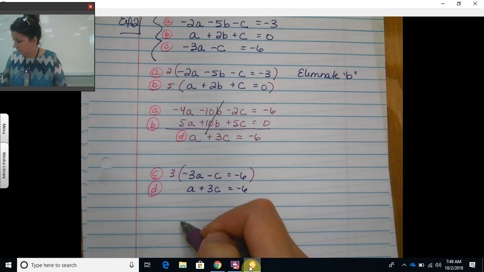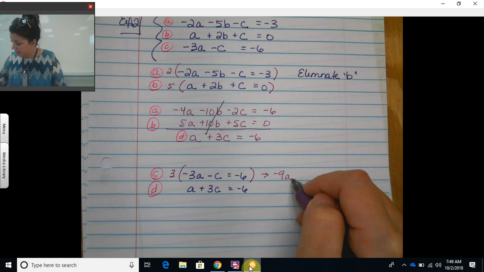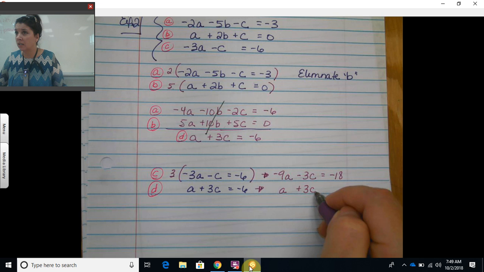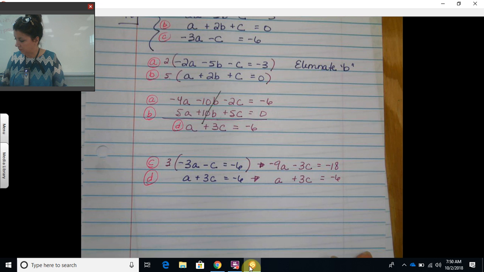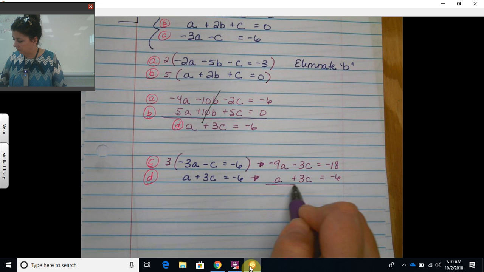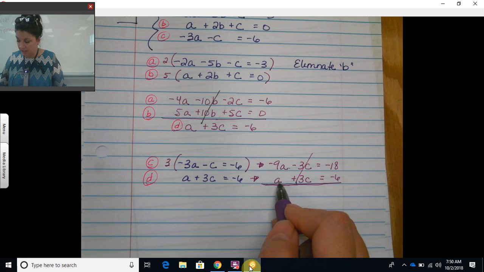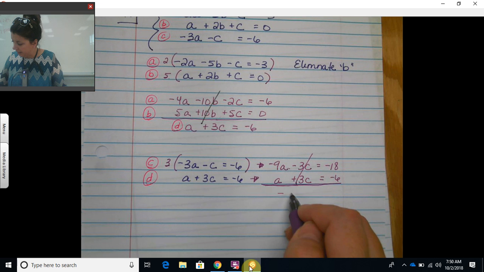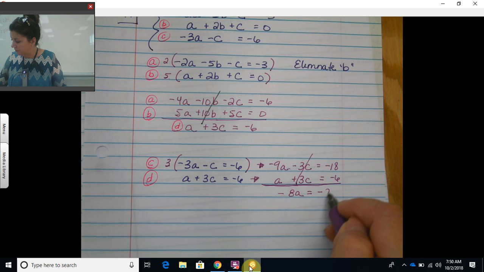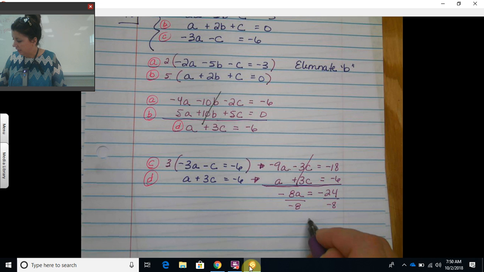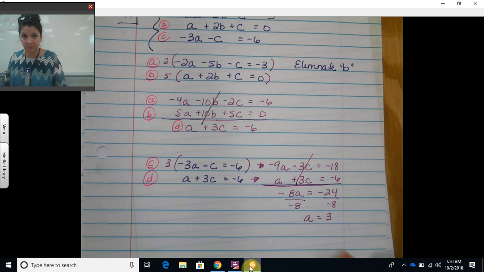So that would give me negative 9A minus 3C equals negative 18. Bottom equation, I will not have to multiply by anything. Did I make a mistake? So my C's cancel. Negative 9A and positive 1A makes a negative 8A equals negative 24. Solve for A, and we get negative 24 divided by negative 8 is positive 3.